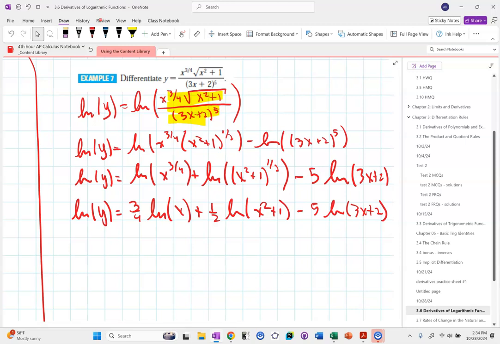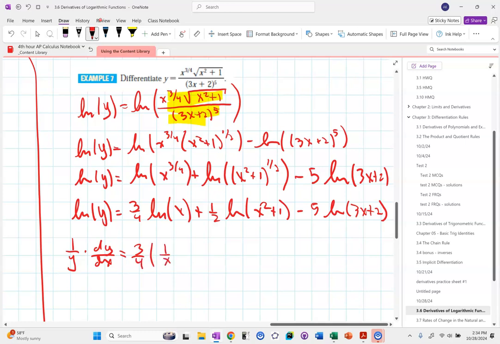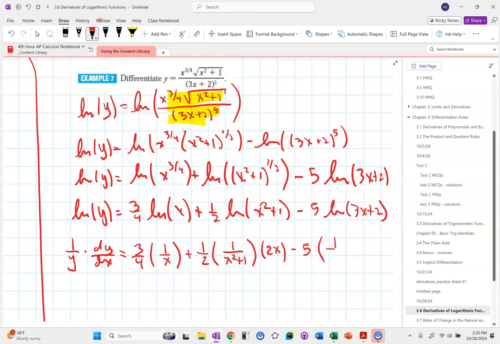Now I'm going to differentiate. What's the derivative of the natural log of y? Close. There you go. What's the derivative of natural log x? Okay. What's the derivative of the natural log of x squared plus 1? 1 over x squared plus 1 times 2x, I heard somebody say. What's the derivative of the natural log of 3x plus 2? Good.